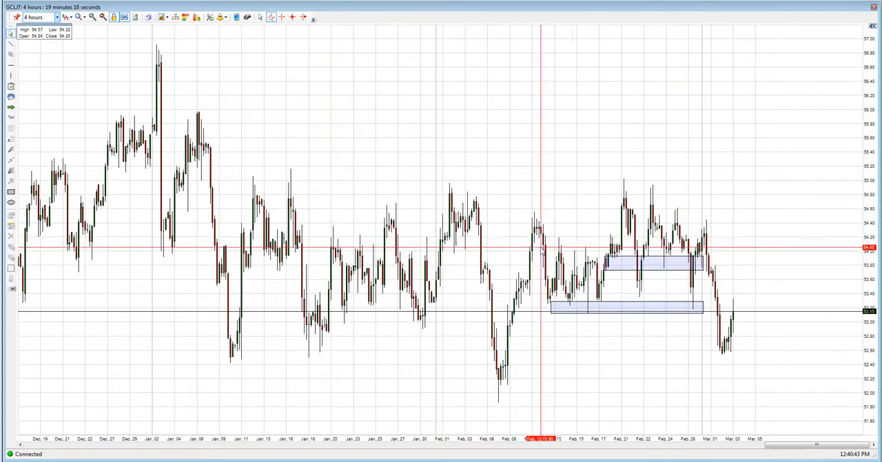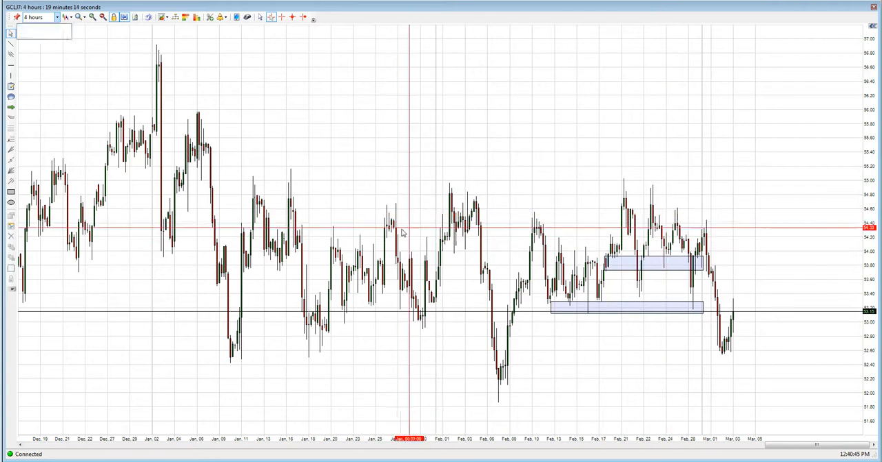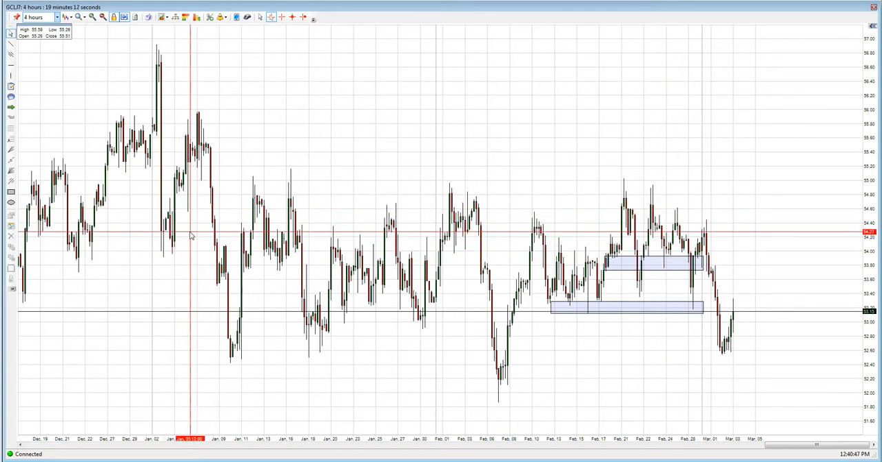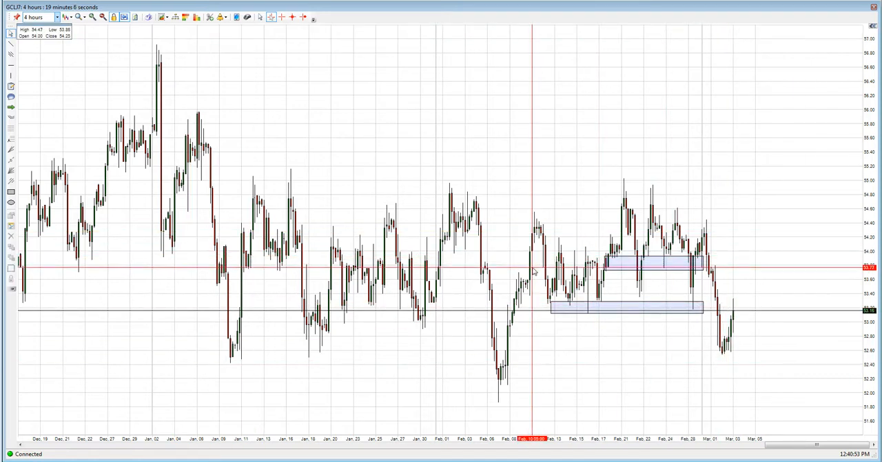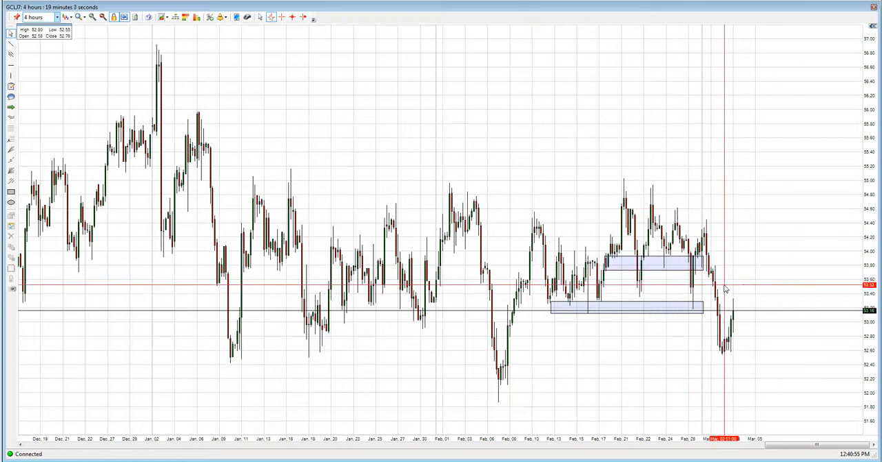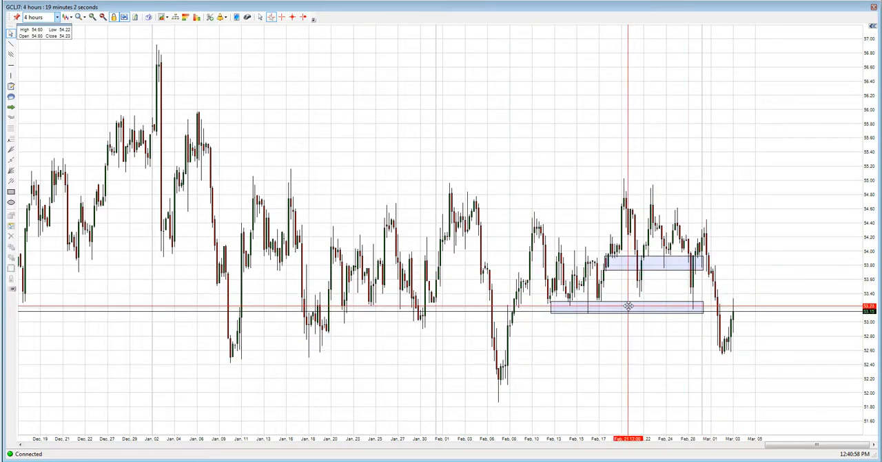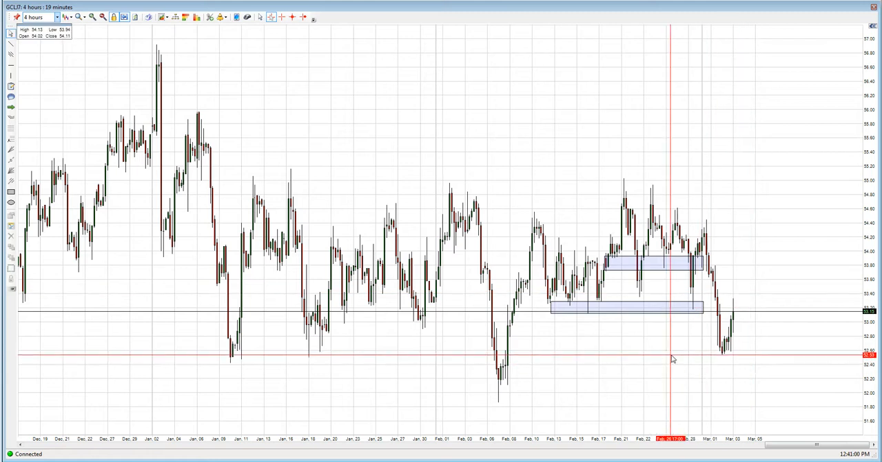I don't know if you're familiar with that concept, but I look at supply, demand, support, resistance, and you'll see all these lines that I have for my support and my resistance. Basically those are the levels that I'm willing to participate in.